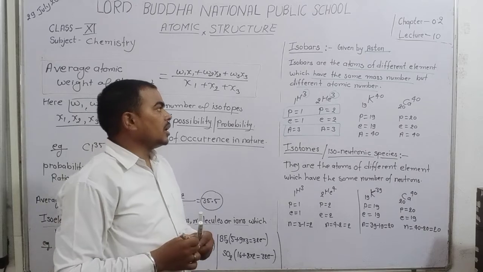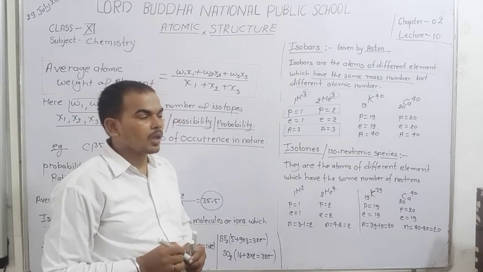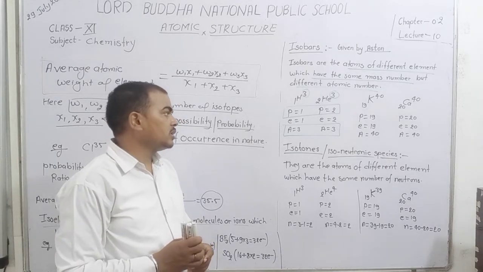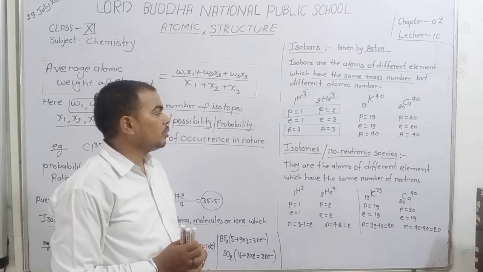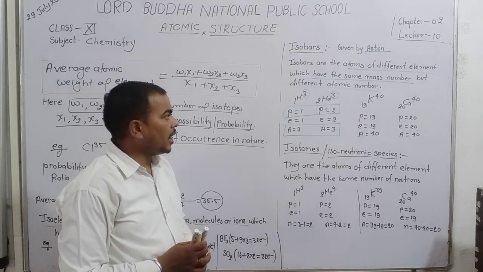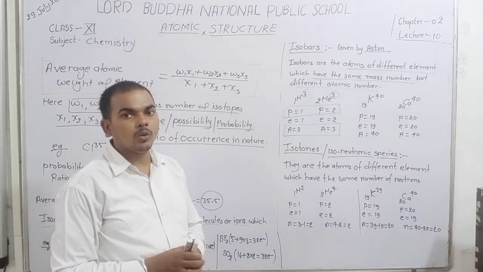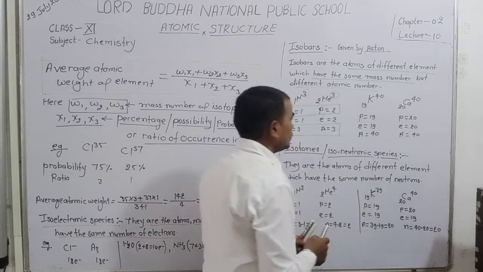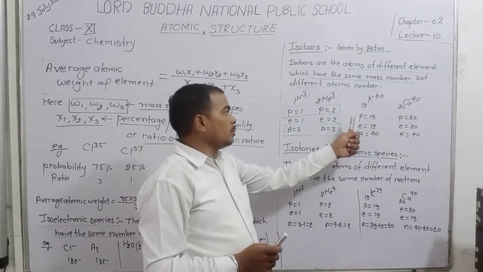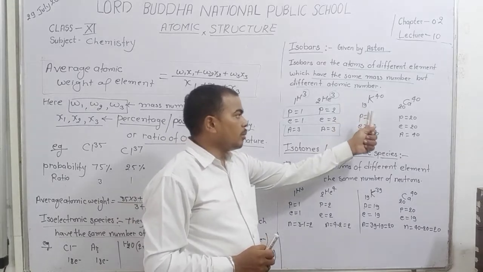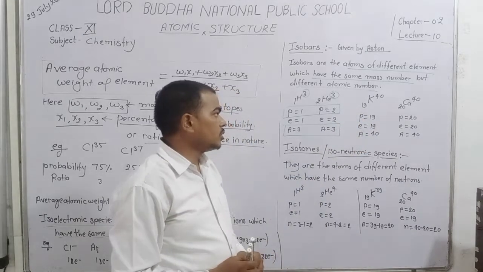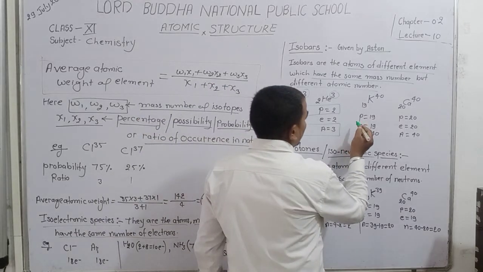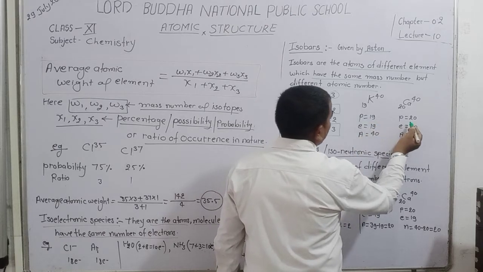So we say that hydrogen and helium have different atomic numbers, different proton numbers, but the same mass number. So hydrogen and helium are isobars of each other. Okay, now let's discuss potassium and calcium. Here the atomic number of potassium is 19 and the atomic number of calcium is 20. You know that atomic number equals proton number. Here the proton number of potassium is 19 and of calcium is 20.